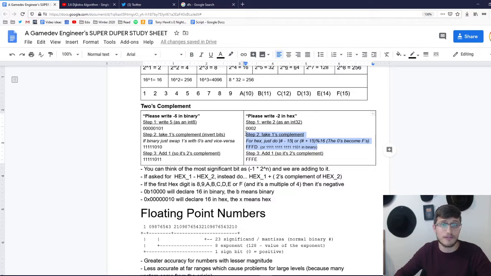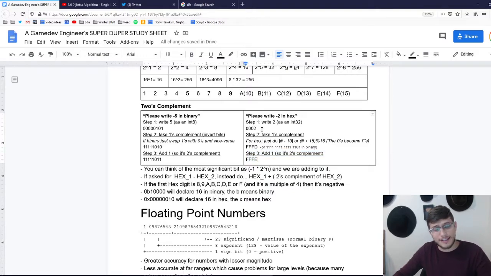If you need to take the negative in octal, you subtract 7. If you need to do hex, you subtract 15. If you need to do decimal, you subtract 9. You just always do the base minus 1. So that's how that works. And then don't forget the last step, of course: you've got to add 1.